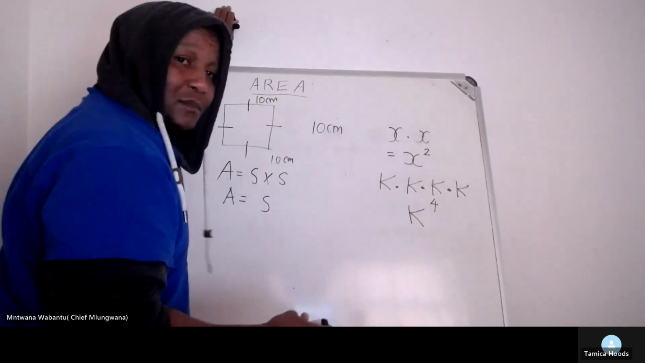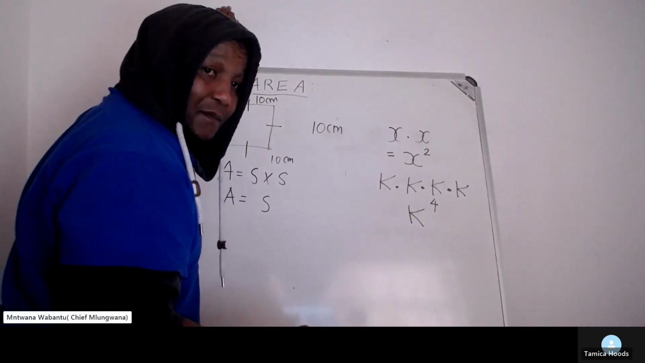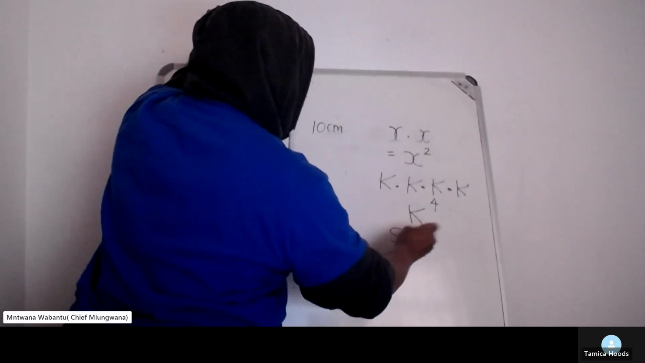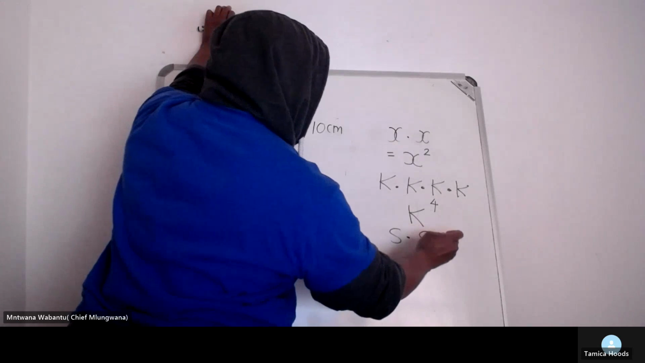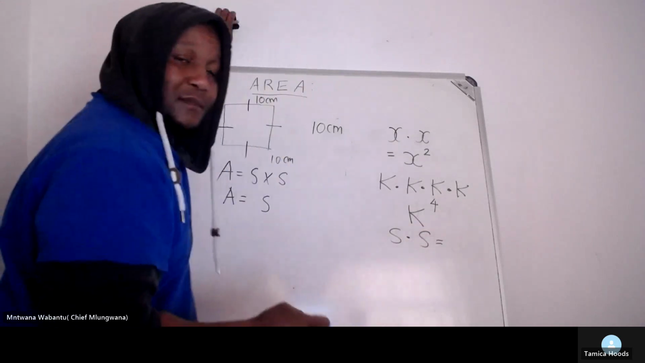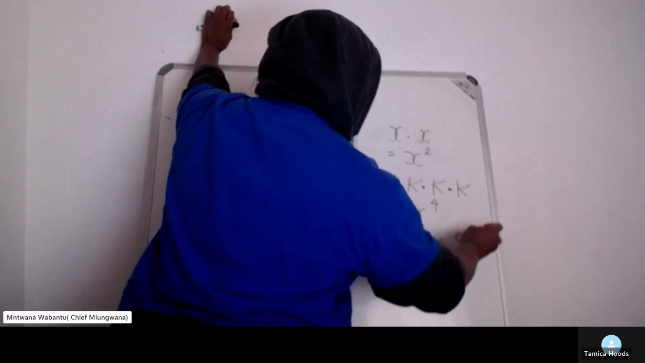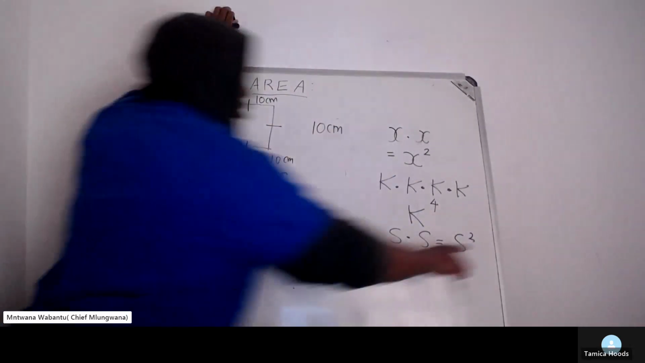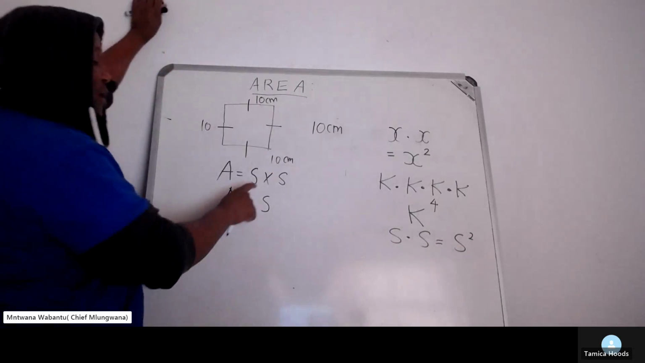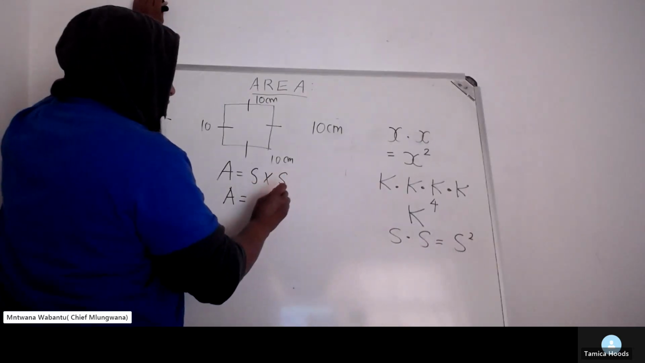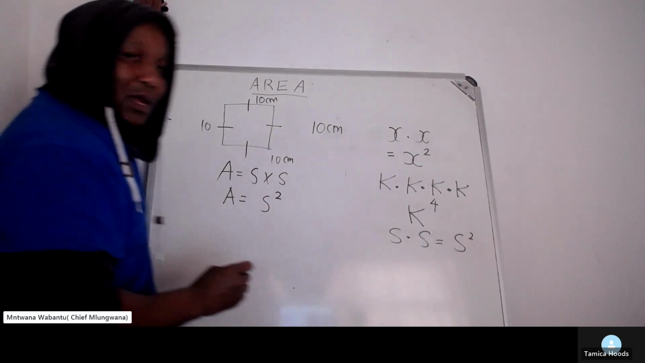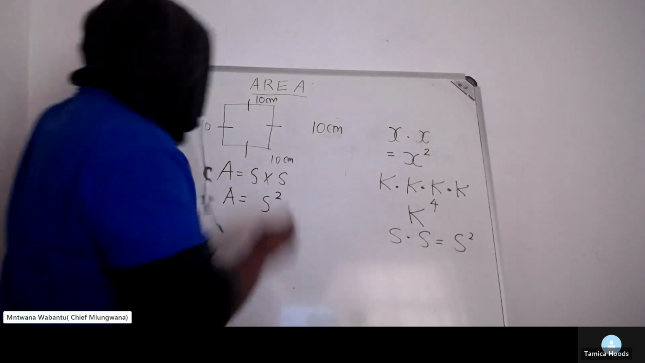Do you understand? Yes. If I have a side times side, how would I say this? A is to the power of 2. So I can say this A power 2. Okay? So that's what I'm saying here. If I don't want to write side times side, I can say side power 2. Okay? Yes. So it's the same thing.